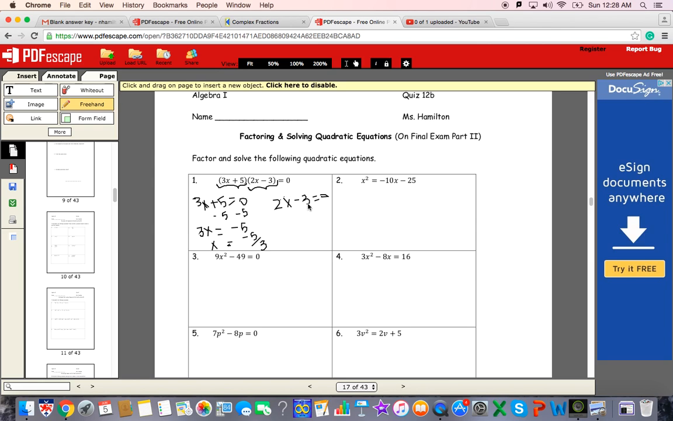And we go ahead and do the same thing for the second side. We're isolating the x, so we can go ahead and add 3 to both sides. And we get that 2x is equal to 3.